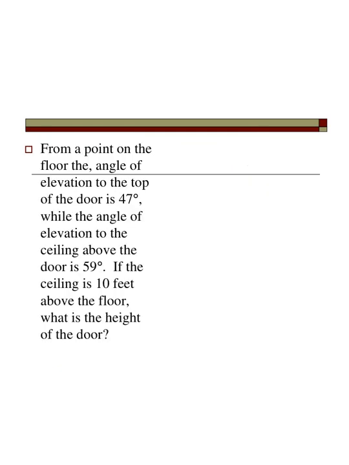All right, for our next example, we have from a point on the floor, the angle of elevation to the top of the door is 47 degrees, while the angle of elevation to the ceiling above the door is 59 degrees. If the ceiling is 10 feet above the floor, what is the height of the door?